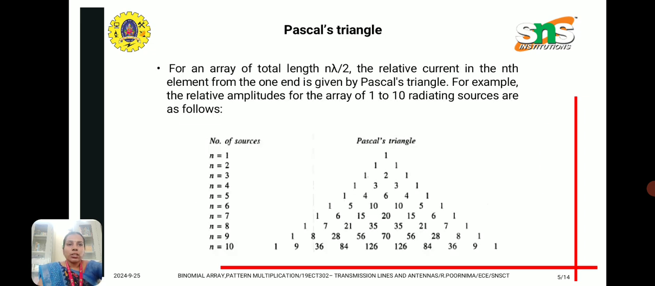For the binomial array, Pascal's triangle is applied. For an array of total length n lambda by 2, the relative current in the nth element from one end is given by Pascal's triangle. For example, the relative amplitudes for an array of 1 to 10 radiating sources are given by this triangle, where it starts from number of sources n equal to 1, and for n equal to 2 it is 1, and the second source's amplitude is 1. Like this it is obtained by the binomial series.